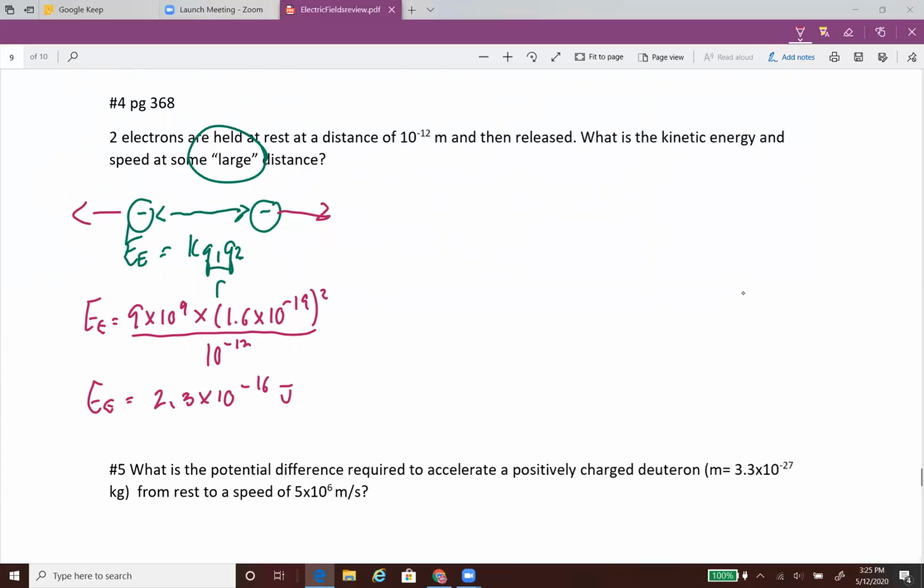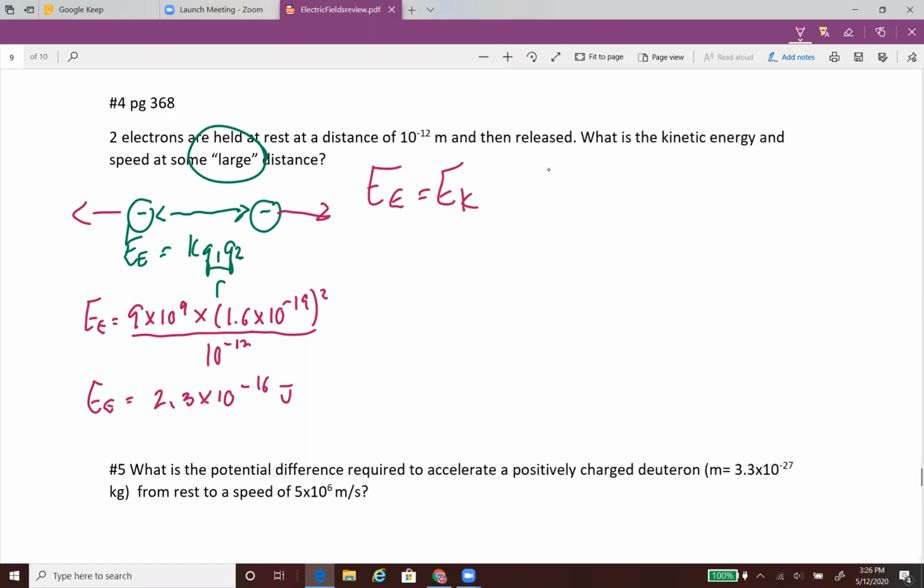Now, that's not that difficult in terms of an equation. What's the tricky part is the follow-up. What do you think is meant by the kinetic energy and speed at some large distance? What do you think is implied by that statement? Anyone want to guess? Looking in the chat. Yeah, very good. It means the potential energy would become 0, which means that potential energy would simply become the kinetic energy, right?